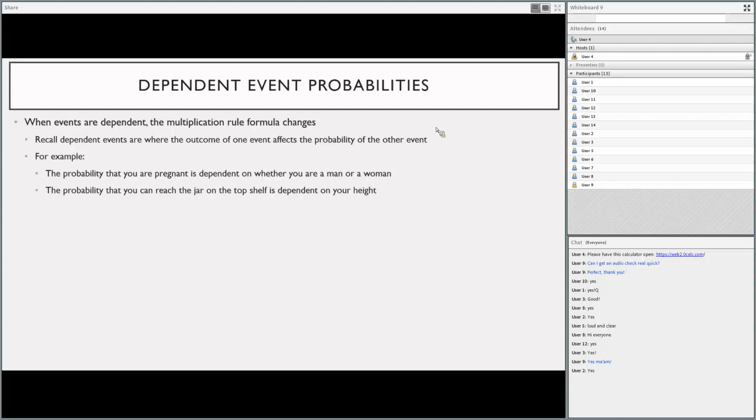Likewise, the probability that you can reach the jar on the top shelf is dependent on your height. If you're very short, you probably don't have a very good probability of being able to reach something on the top shelf. If you're very tall, like I am, then you probably have a good chance or a high probability of reaching things on the top shelf.